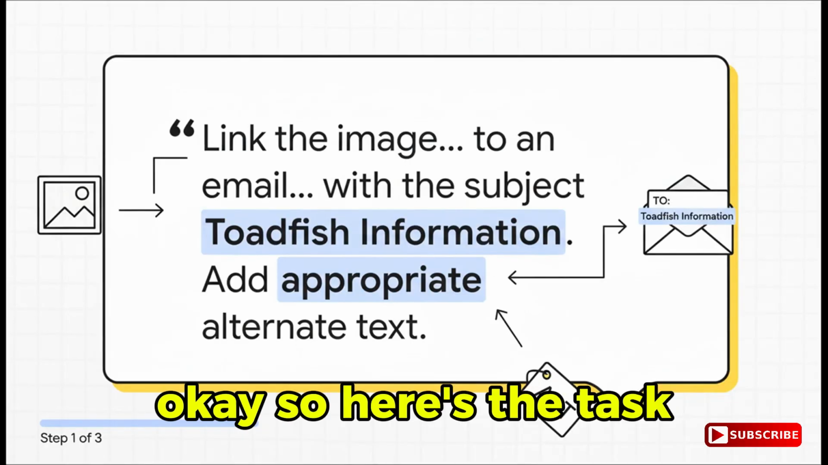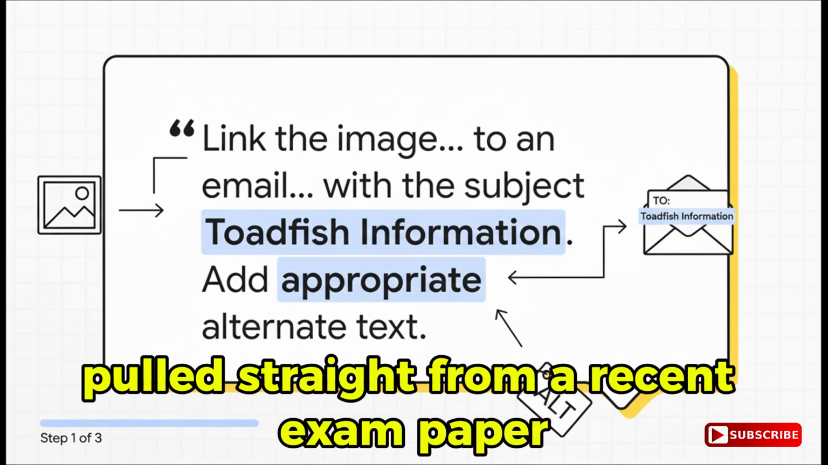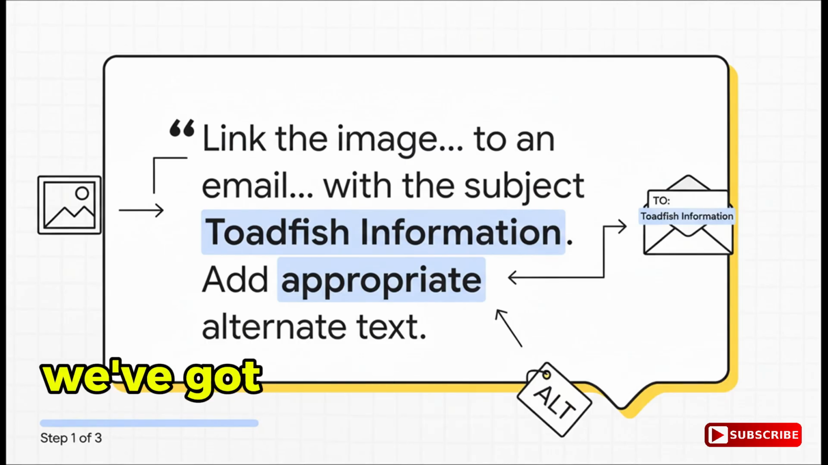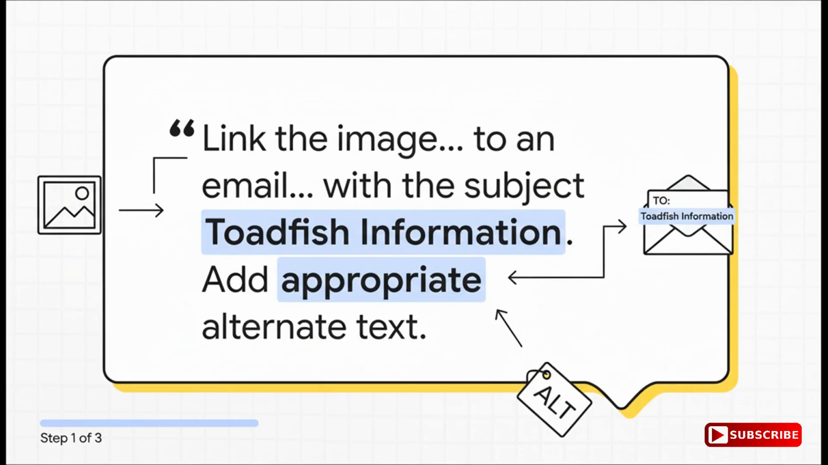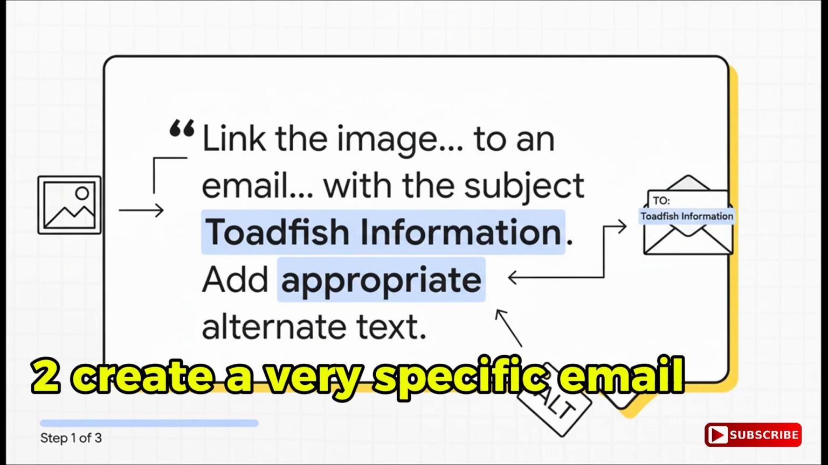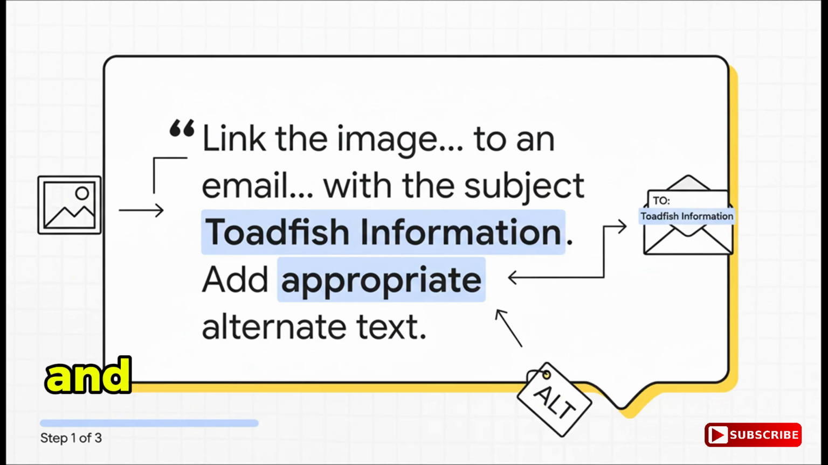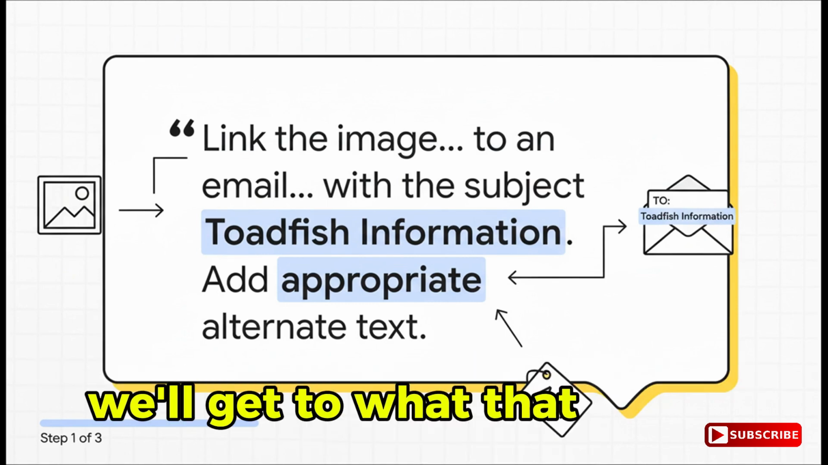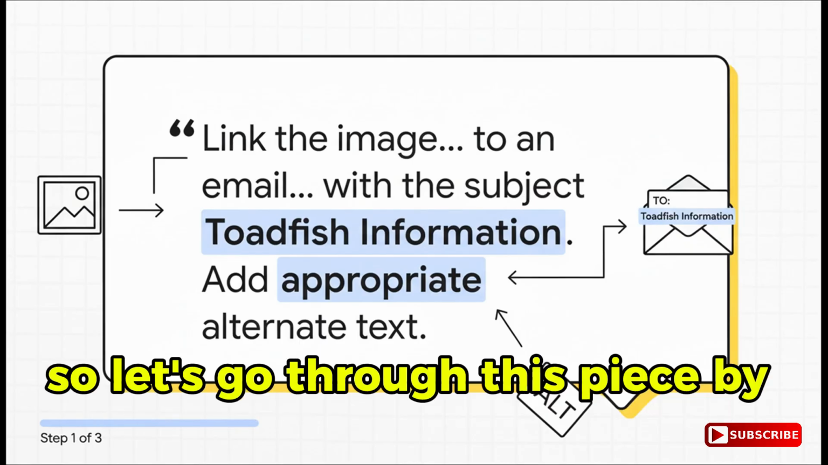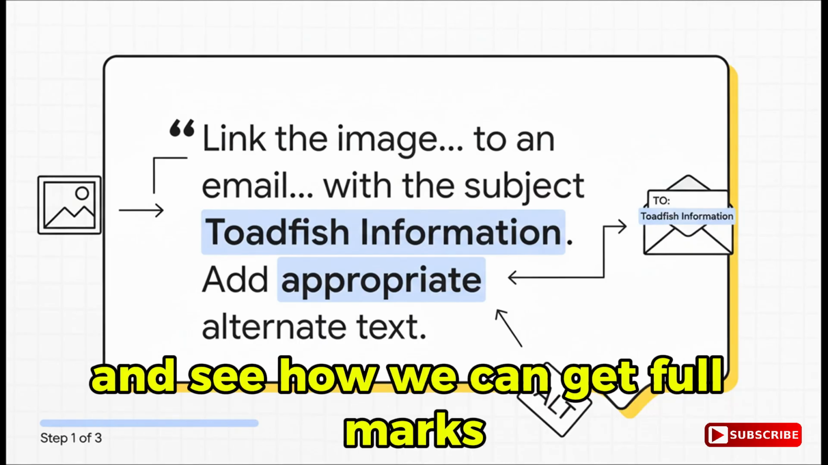Okay, so here's the task, pulled straight from a recent exam paper. Let's break it down. We've got 3 key things to do here. 1, link an image. 2, create a very specific email link with the subject. And 3, add appropriate alternate text. We'll get to what that means. So let's go through this, piece by piece, and see how we can get full marks.